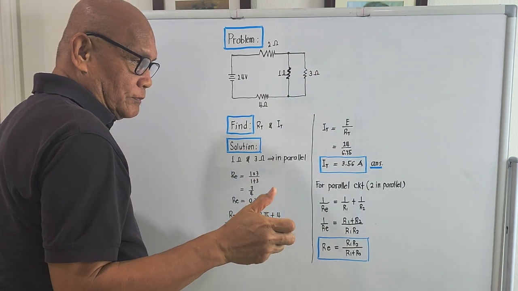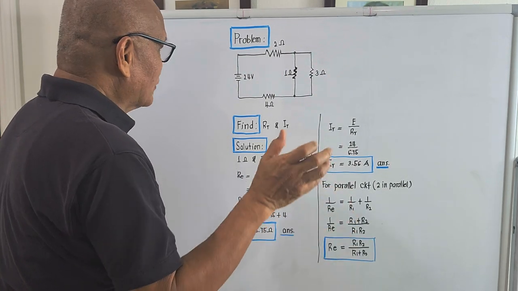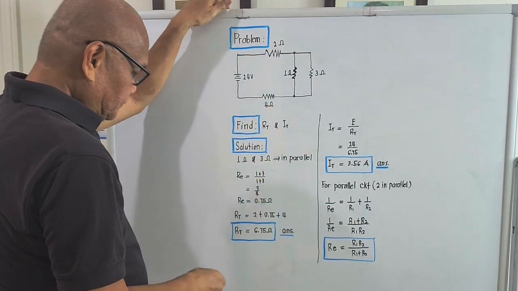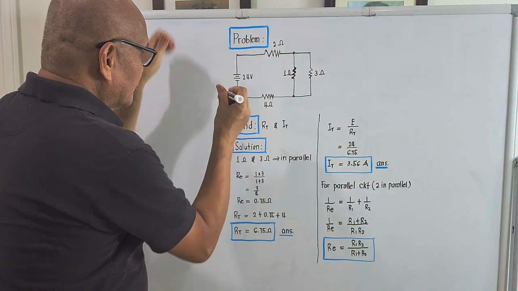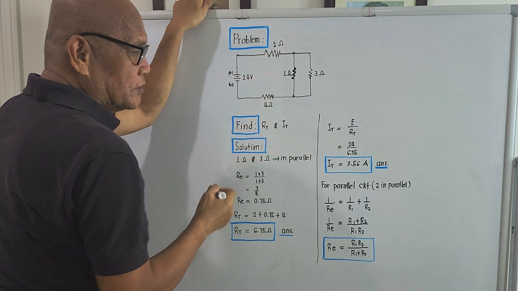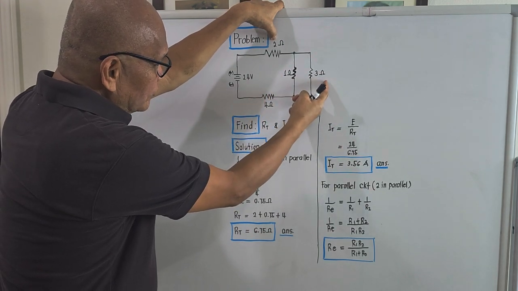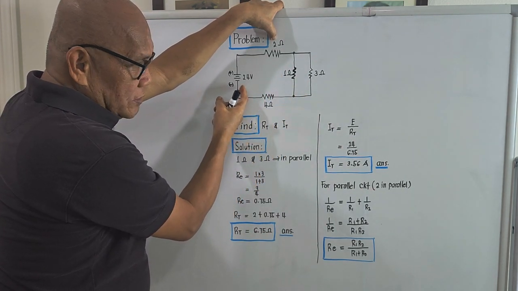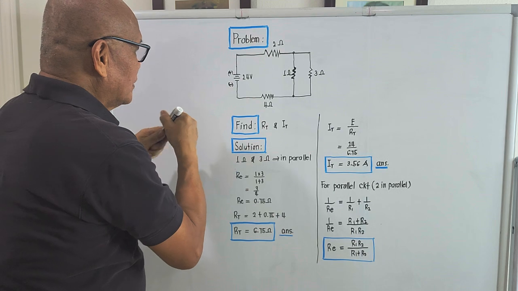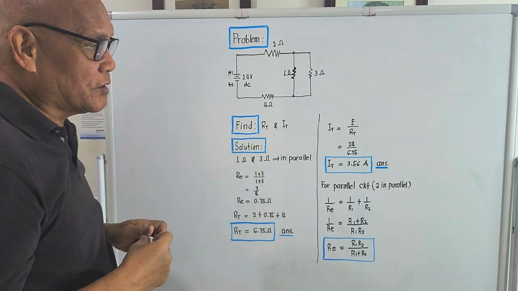So let us try to discuss the problem for this morning. The given problem is this. We are given a DC circuit. The parameters in the DC circuit are these. This is 2 ohms, this is 1 ohm, this is 3 ohms, this is 4 ohms. And the voltage of the power source is 24 volts DC. So this falls under DC circuit.